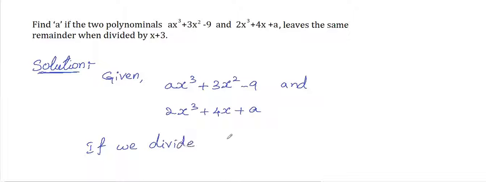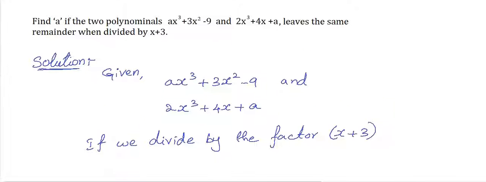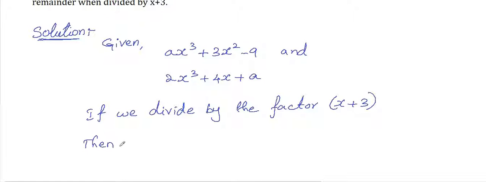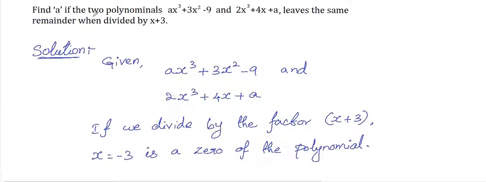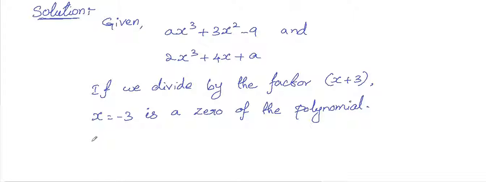If we divide by x plus 3, so here the factor is x plus 3. So if x plus 3 is the factor of the polynomial, then x is equals to minus 3 is a 0 of the polynomial. So if we divide by x plus 3, we'll get the same remainder in both the polynomials.